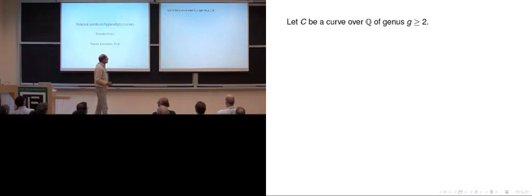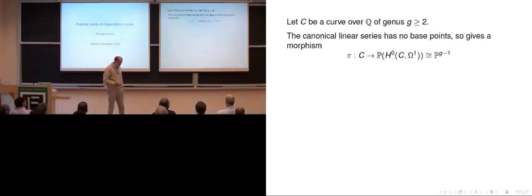So I'll start with a curve over the rational numbers of genus at least 2. And when you have a curve of genus at least 2, or even genus 1 or more, the canonical linear series has no base points. At any point of the curve, you can find a differential that's non-zero. And so if you map that point of the curve to the hyperplane of differentials that vanish at the point, you get a mapping to projective space. And since the dimension of the space of regular differentials is G, that's projective space of dimension G minus 1. That's called the canonical map.